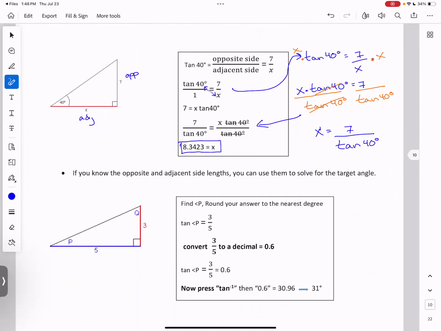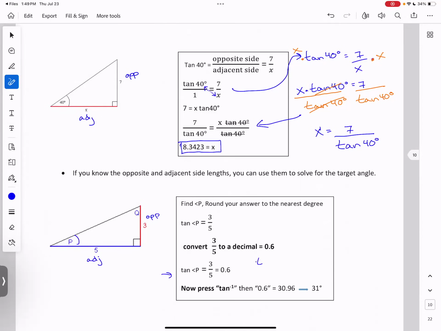answer. The other thing we can do with the tan ratio is if we know both the opposite and adjacent side lengths, we can solve for the target angle. So here we're going to look relative to angle P. So 3 is our opposite side and 5 is our adjacent side. That means tan of angle P equals 3 over 5. We could convert that to a decimal of 0.6. So that's what they've done down here. Tan of angle P equals 0.6.